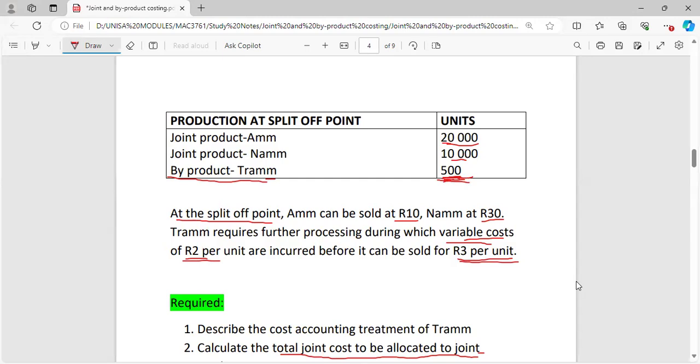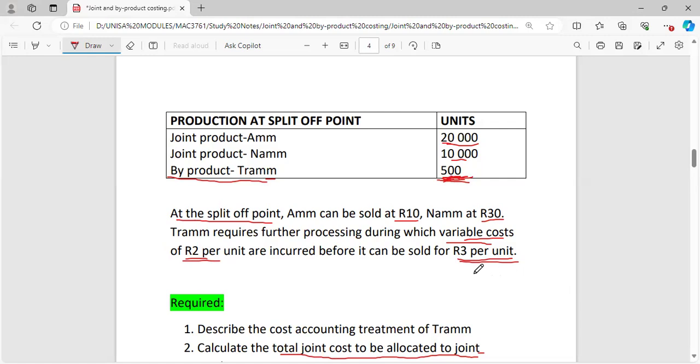From 20,000 to 10,500, which means this one is something that came incidentally. It's not something that they are intending to produce. So if the question does not specify the byproduct, you look at the production or the sales value. But in most cases, they will give you the quantities that are produced. And if it is the lowest, the one with the lowest is the byproduct in a question.